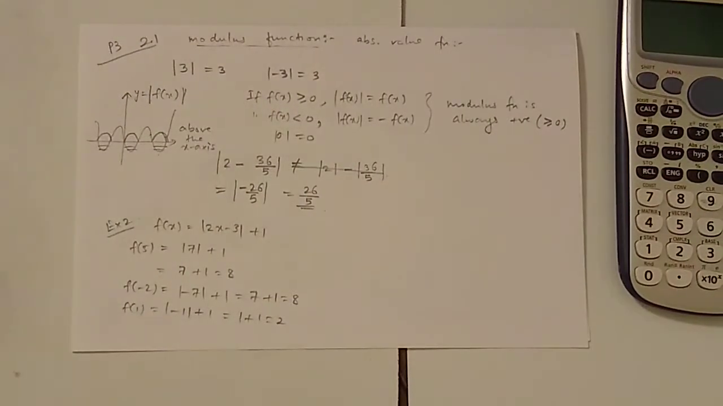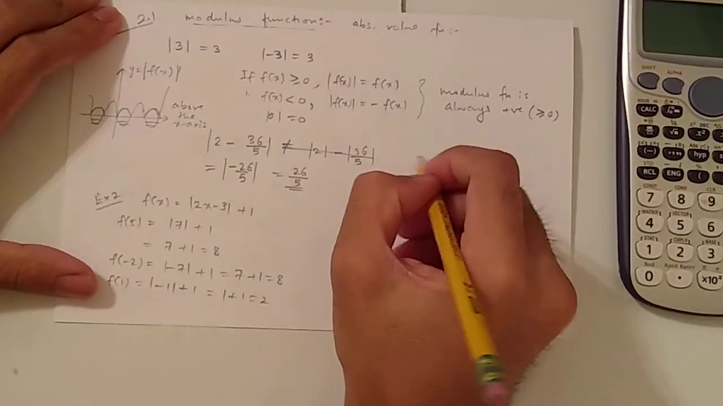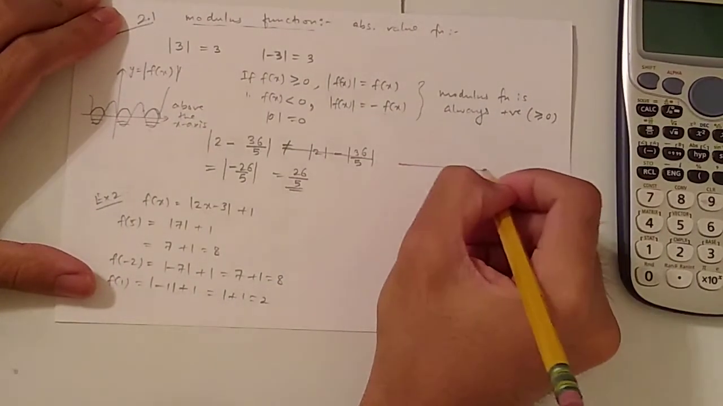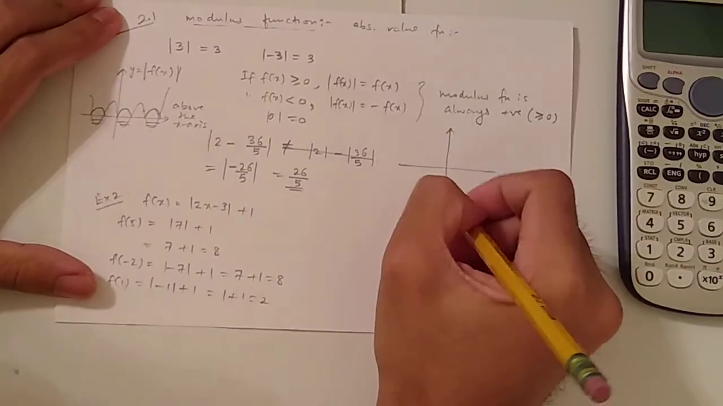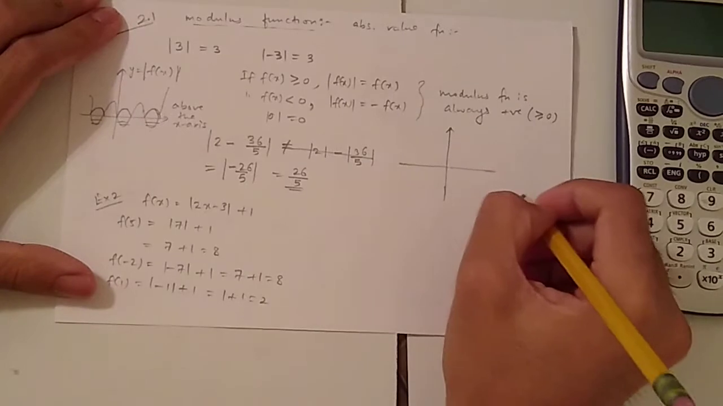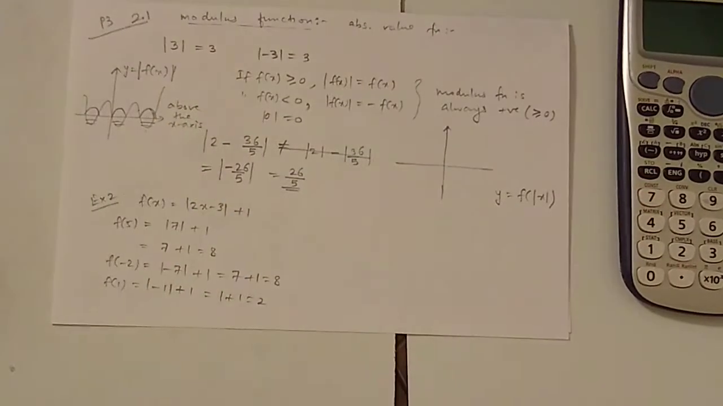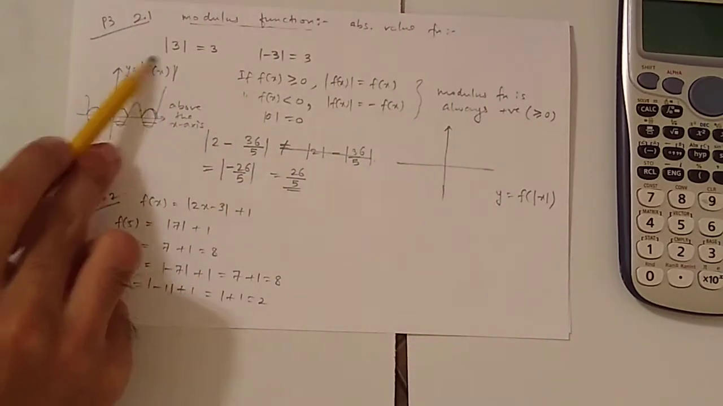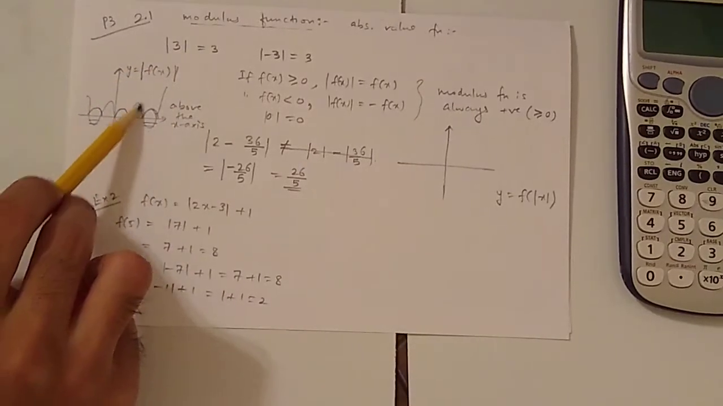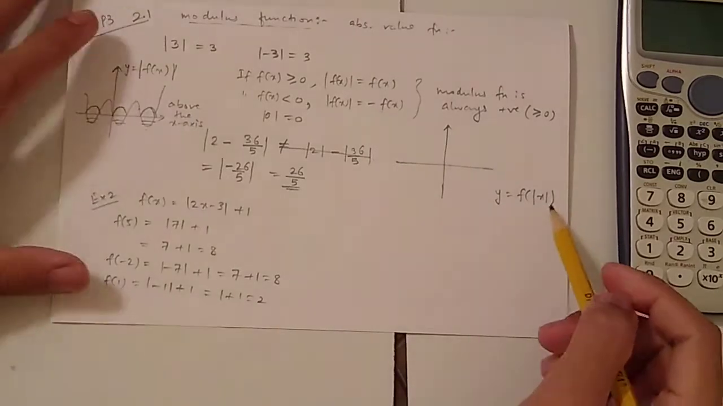On the other hand, let's say we draw the same graph over here, and you're going to draw y equals f of modulus of x. This is a bit more tricky. In the previous case, the only thing we did was, because of the modulus function, whatever is below goes above. Over here this is a bit more tricky to understand.